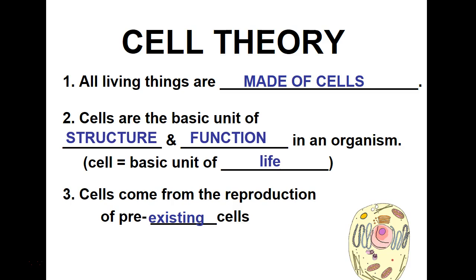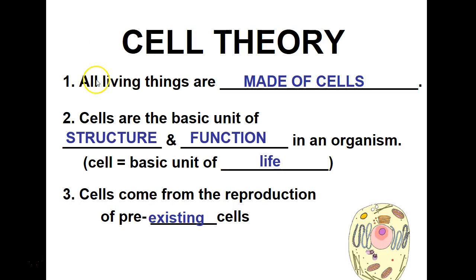These are the three facts, the three tenets of the cell theory. Make sure you know each one of these. So if you want to shorten your notes, want to make them more concise, these 1, 2, 3. Make sure you know 1, 2, and 3.